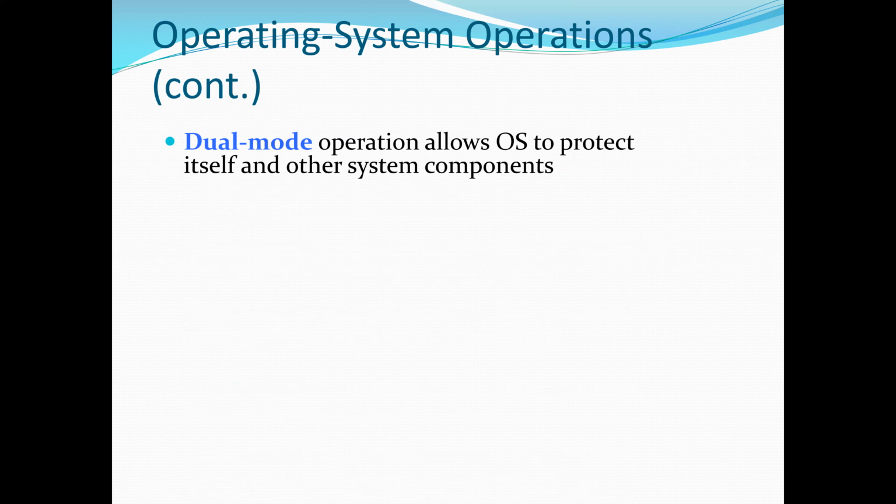We also have dual mode, and dual mode operation normally allows the operating system to protect itself and other system components. That's for security. For example, we have the user mode and the kernel mode. Normally in the kernel mode, we have access to all the computer resources. So if a process is running in kernel mode, it has access to all the computer resources, so it's not safe. If the program crashes, the whole computer may crash or some of the devices may crash.